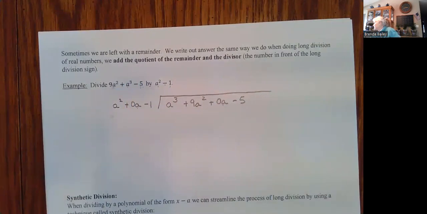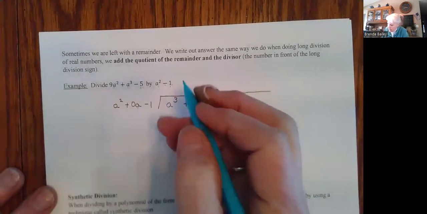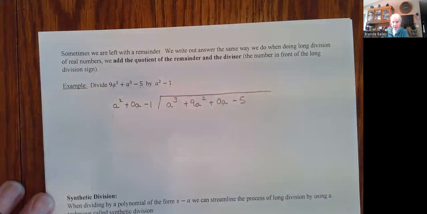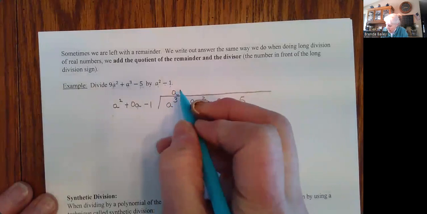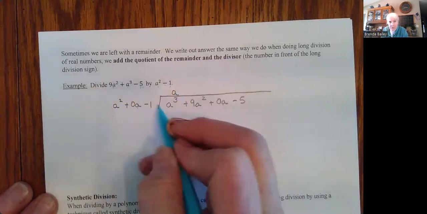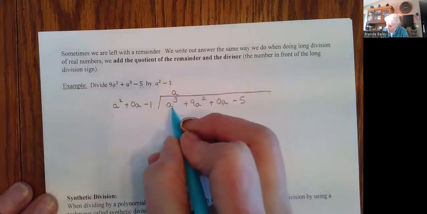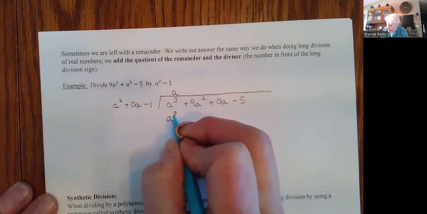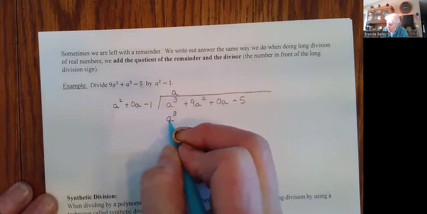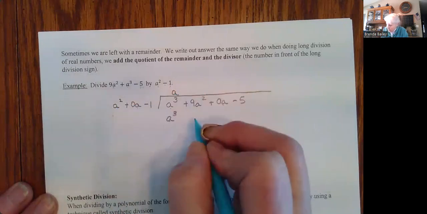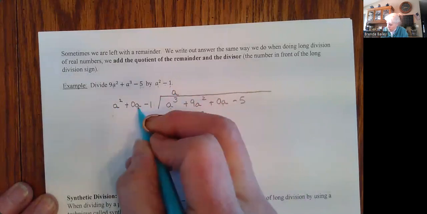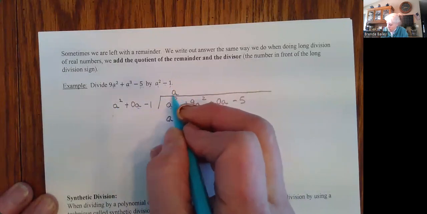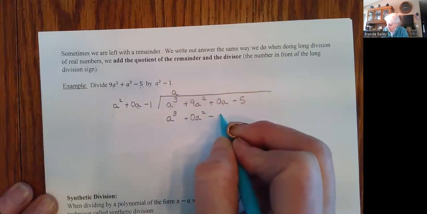Now, looking at this, let's go ahead and practice this one more time, and then we'll do the synthetic division. So we have a, because a times a squared gives you a cubed. So we have a cubed. A times 0 is 0a squared, because you add the exponents. A times a minus 1 is a minus a.